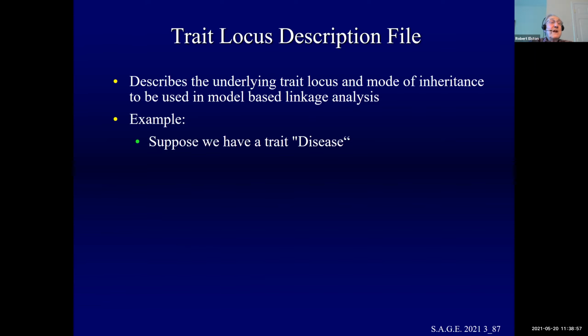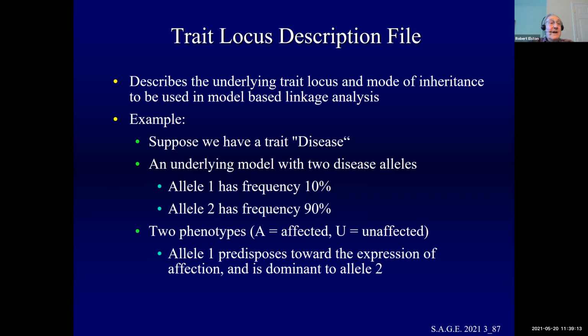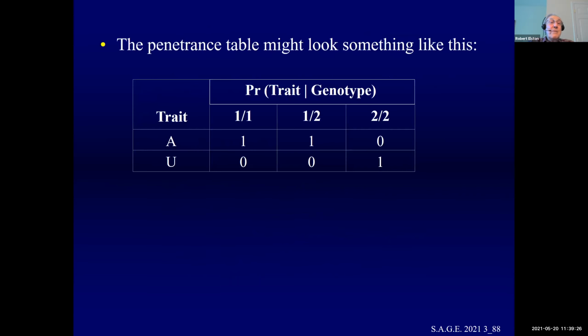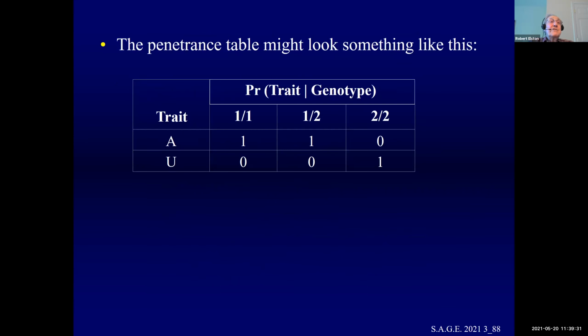For example, suppose we have a trait we'll call disease, and an underlying model with 2 disease alleles. Allele 1 has frequency 10%, allele 2 has frequency 90%. And we have 2 phenotypes, A for affected and U for unaffected. And let's suppose allele 1 predisposes towards the expression of affection and is dominant to allele 2. So the penetrance table may look something like this.